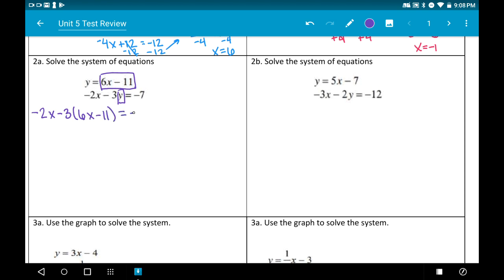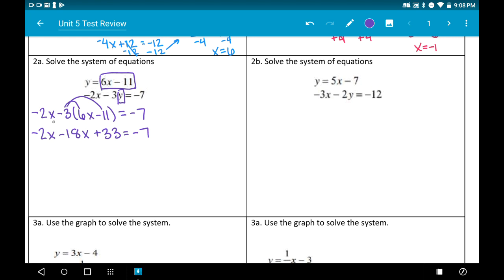And that will equal negative 7. Now we're just going to solve this equation here for x. So my first step is always to distribute. So negative 2x, negative 3 times positive 6x is negative 18x. Negative 3 times negative 11 is positive 33. And this will equal negative 7.